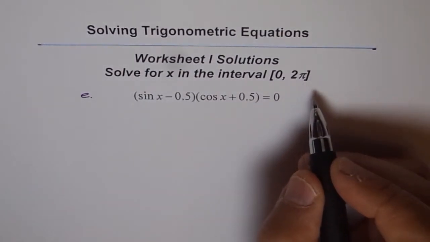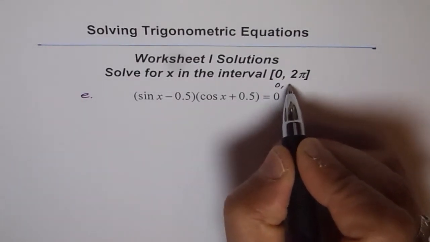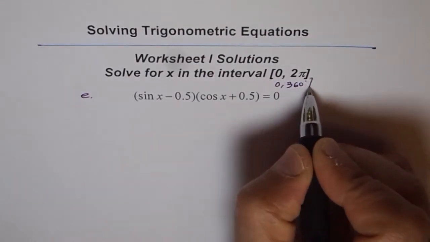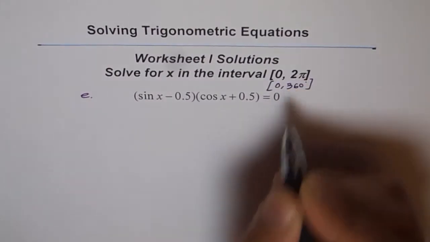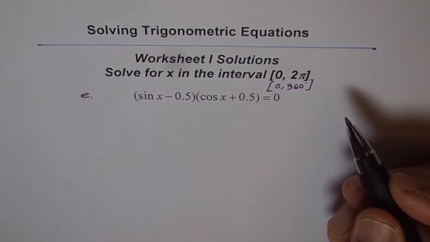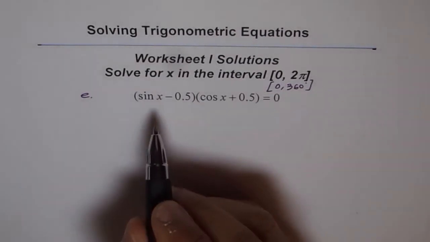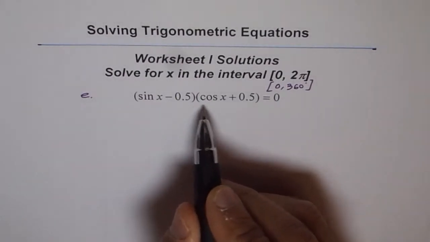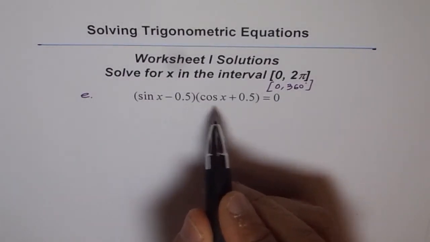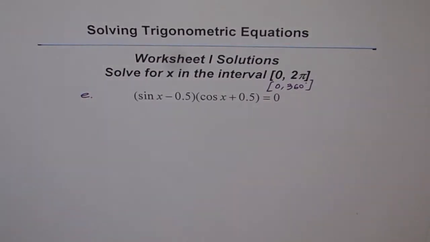Some of my students are only working in degrees, so we'll make this from 0 to 360 degrees. So that is our domain, 0 to 360 degrees, also in 0 to 2 pi, as convenient to you. Now here we have this equation. It's a quadratic equation given to you in factored form. In worksheet 1, most of the questions are straightforward, and we are using special triangles to get our answer.